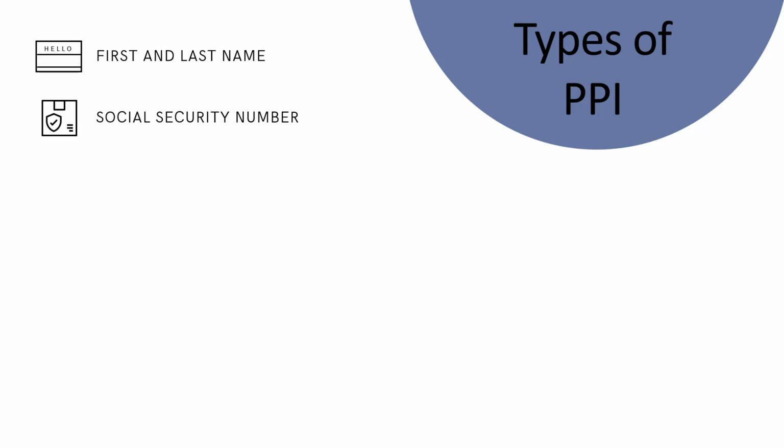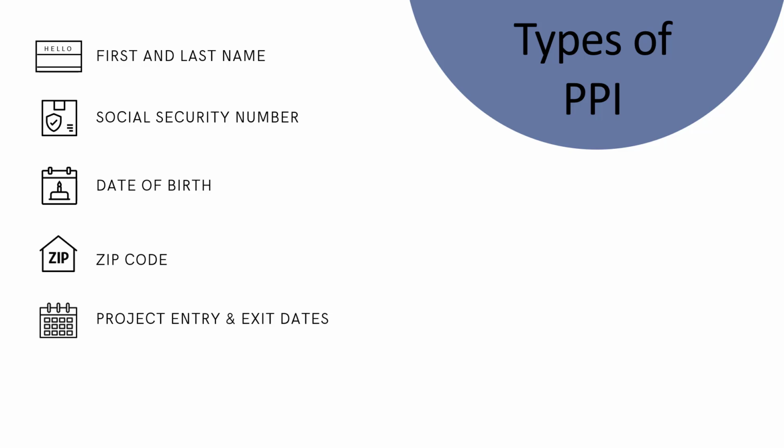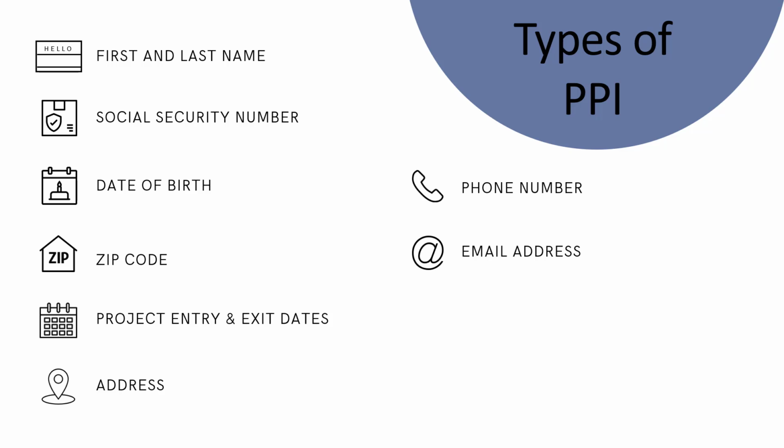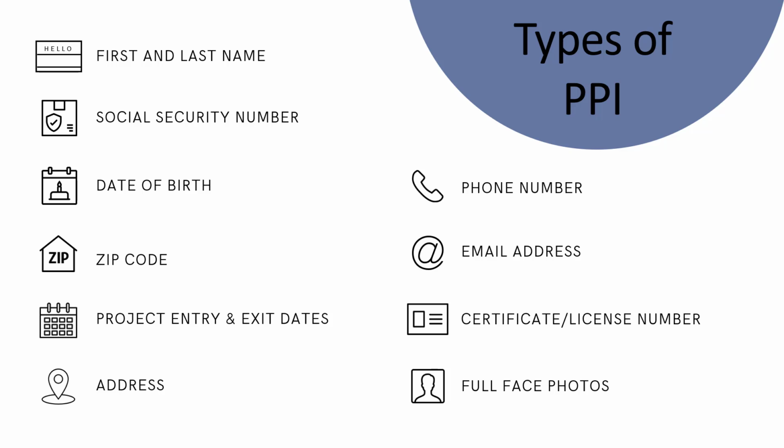There are several different types of PPI, including a client's first and last name, a social security number, or a first or last name in combination with any of the following: date of birth, zip code, project entry and exit dates, address, phone number, email address, certificate or license number, and full face photos.